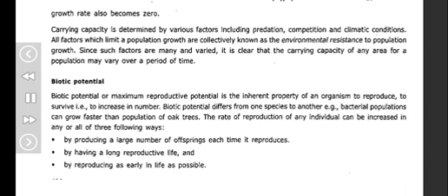Biotic potential. Biotic potential or maximum reproductive potential is the inherent property of an organism to reproduce, to survive, i.e., to increase in number. Biotic potential differs from one species to another, e.g., bacterial populations can grow faster than populations of oak trees. The rate of reproduction of any individual can be increased in any or all of three ways: by producing a large number of offspring each time it reproduces, by having a long reproductive life, and by reproducing as early in life as possible.